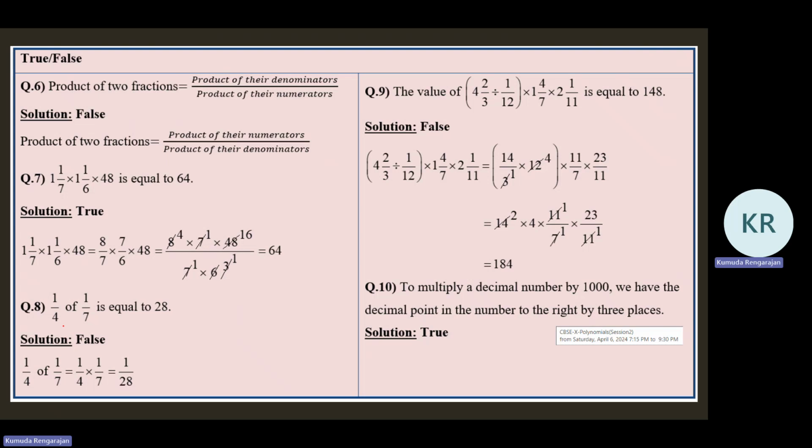Look at this one. 1 by 4 of 1 by 7. 1 by 4 of means into 1 by 7, which is 1 by 28. So it's false. And here also I've changed the question. When you work, you get 184, but it's given 148. So false.